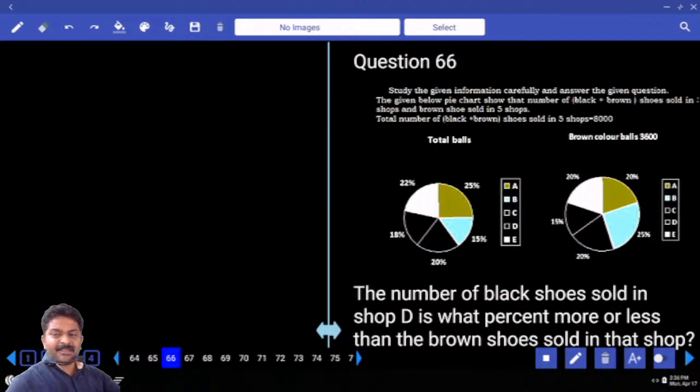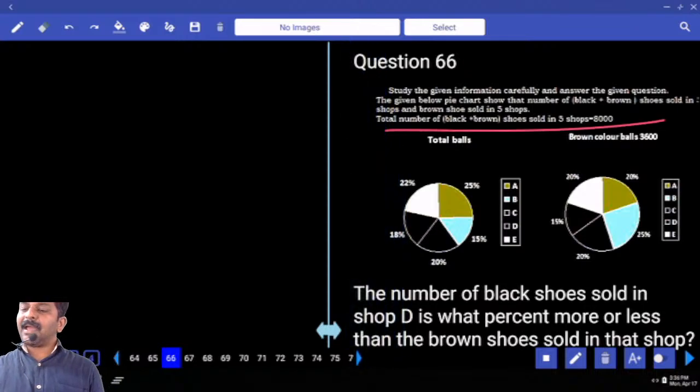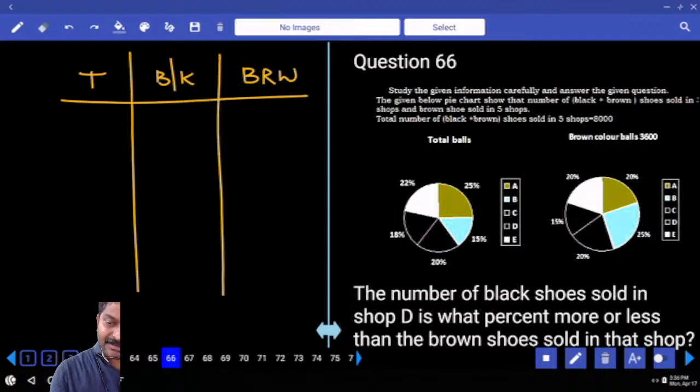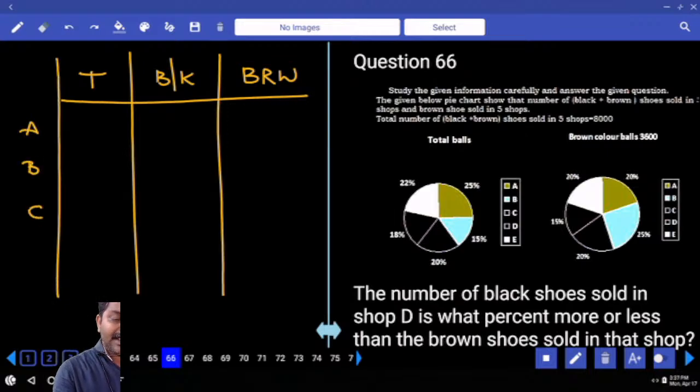The table, the given below pie chart shows the number of black and brown shoes sold in 5 shops. Total number of black and brown shoes together in all 5 shops together is 8,000. So we are going to have total, then black and then brown. These 3 categories. And how many shops here? 5 shops: A, B, C, D, E. So first you need to prepare the table.